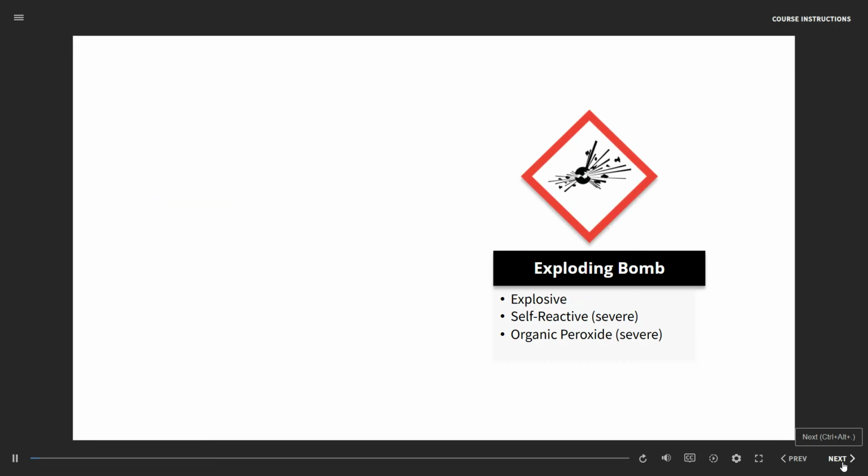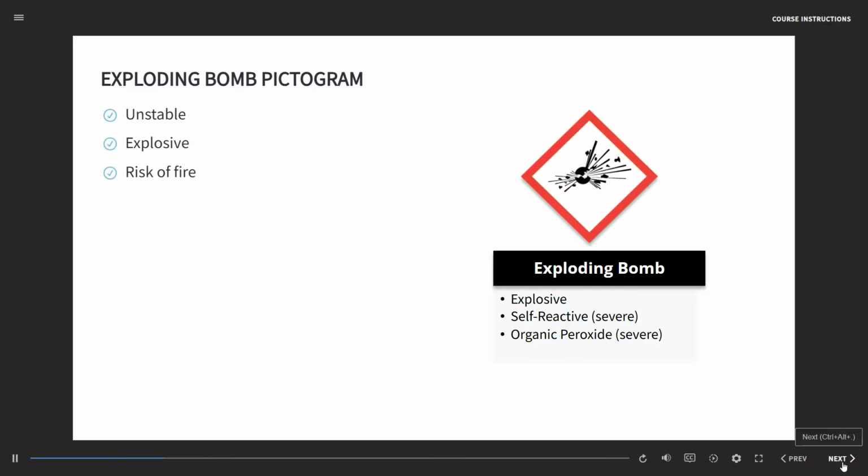The symbol of an exploding bomb. This hazard pictogram is used in labels to clearly signify that the materials are very unstable and can react explosively and risk combusting when handled improperly and in certain conditions, including increased pressure, if accidentally dropped, or at elevated temperatures. These materials should be handled only by professionals under safe conditions.